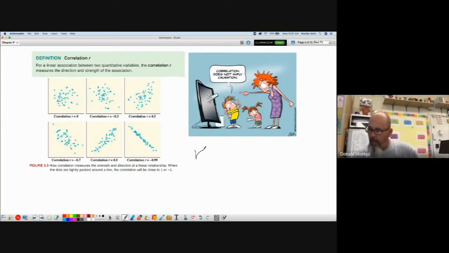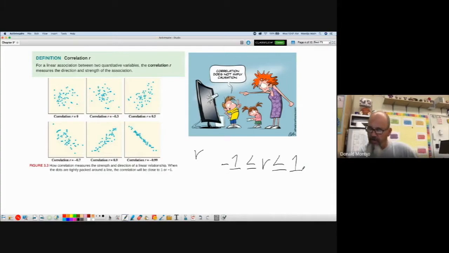So R must be a value between -1 and +1. The sign of R, whether it's positive or negative, will give us the direction. The closer R is to 1 and -1, the stronger it is. Again, remember, strength is basically saying how close are the dots to being perfectly on a straight line.